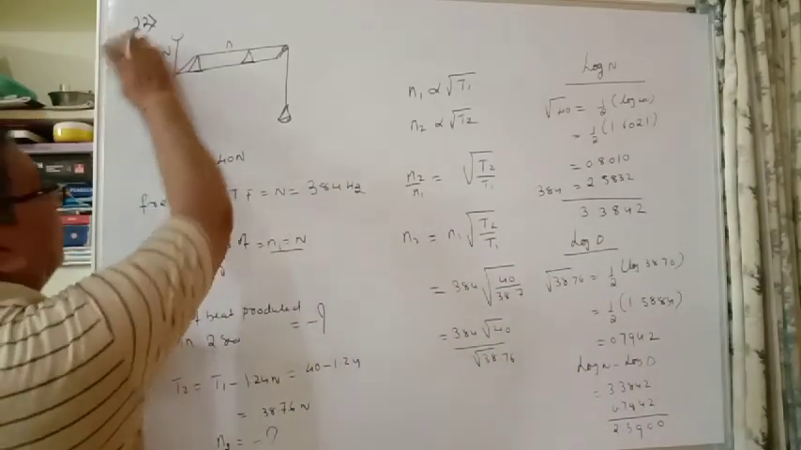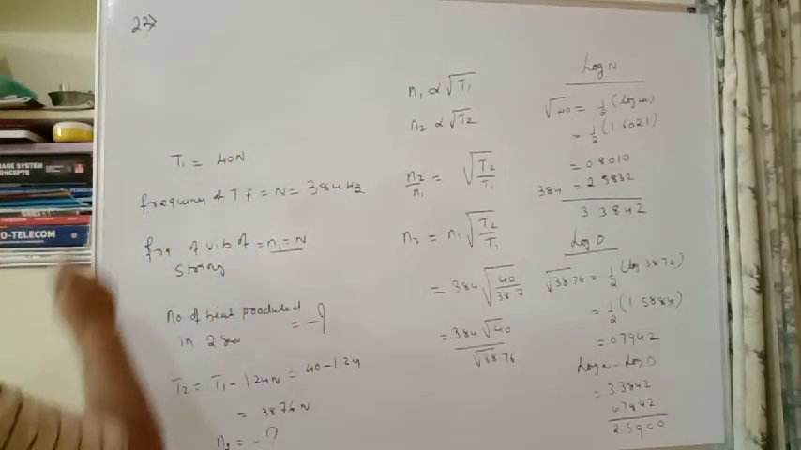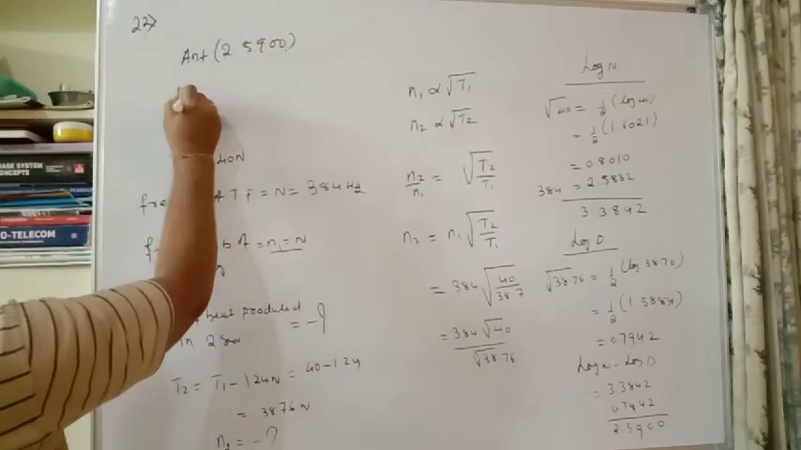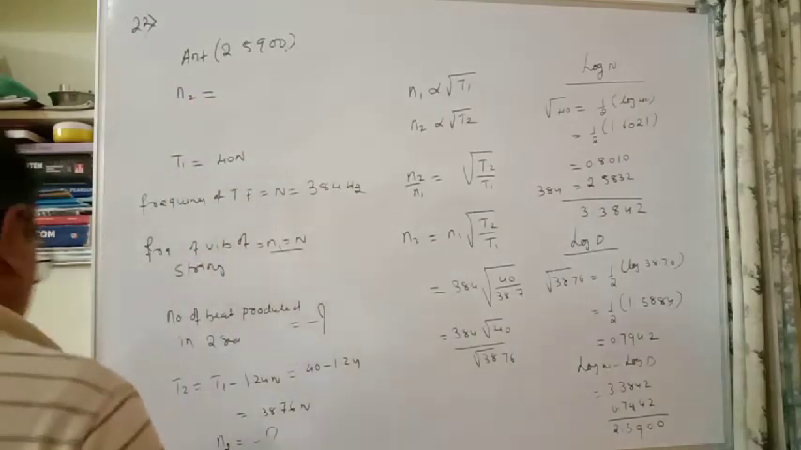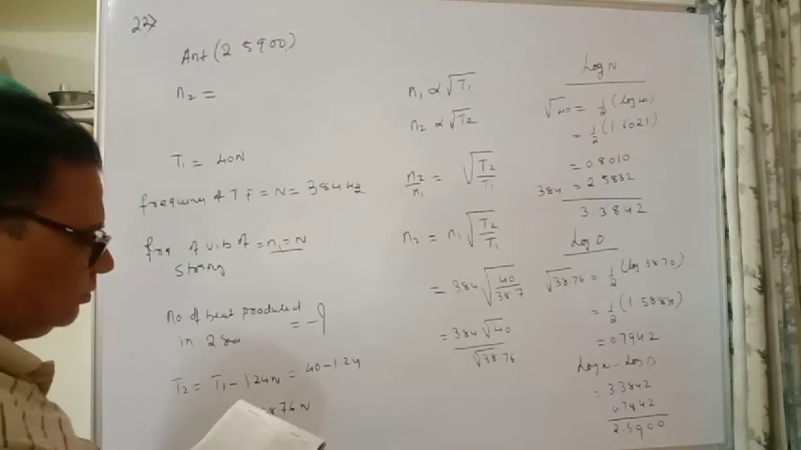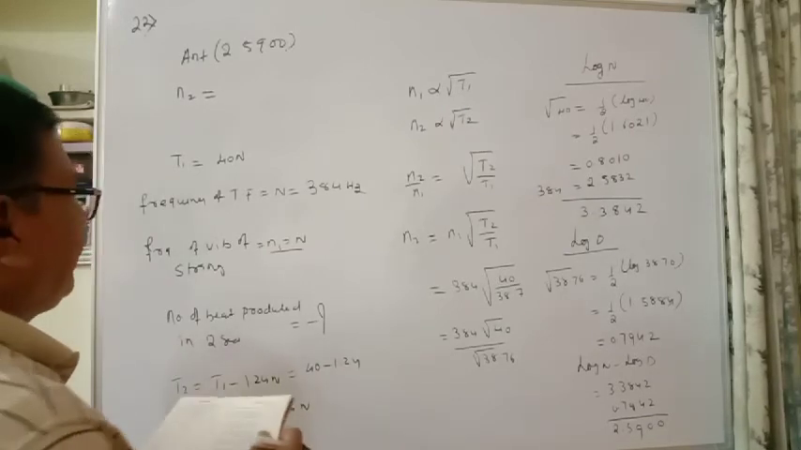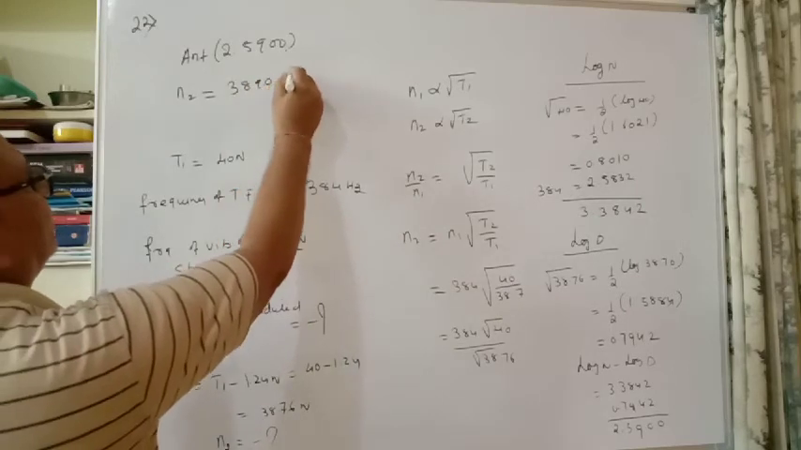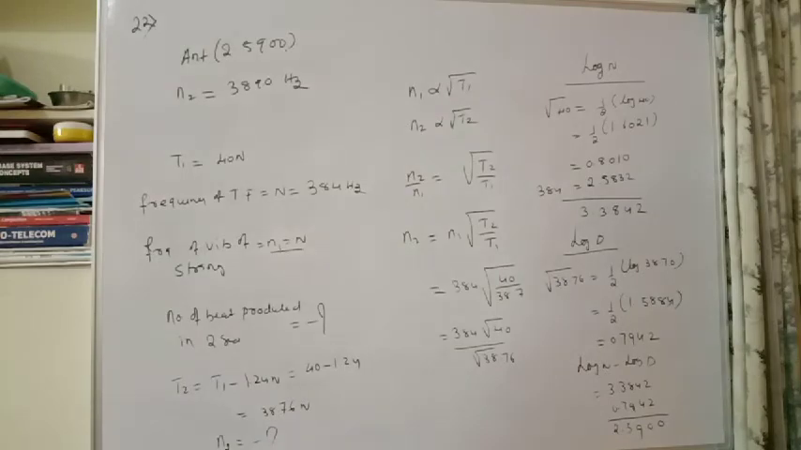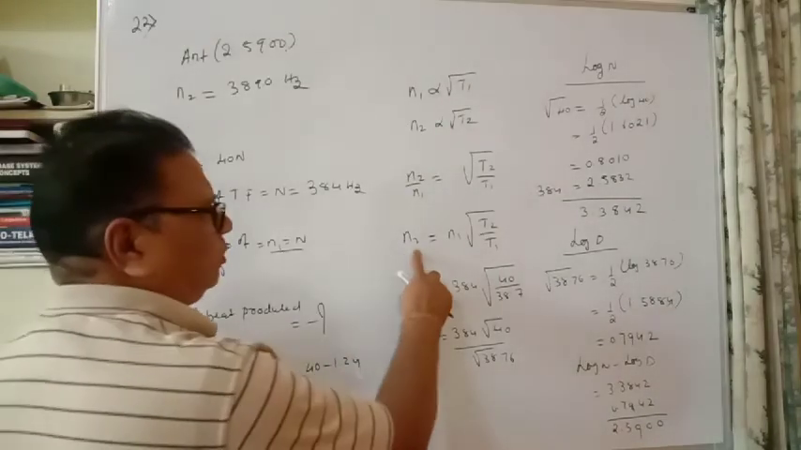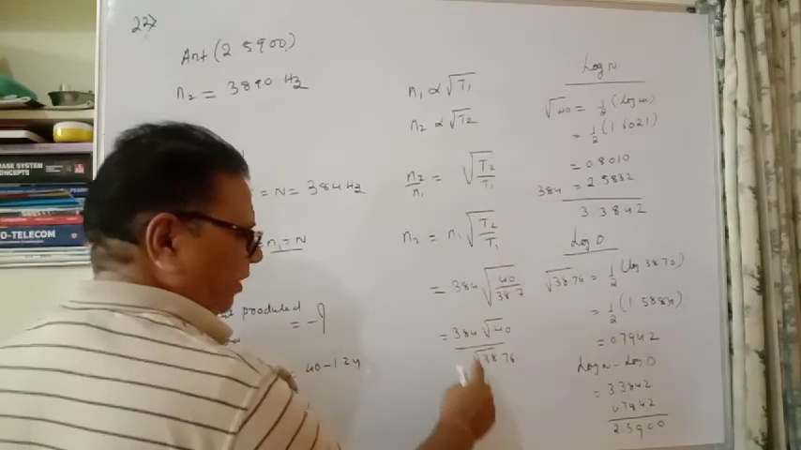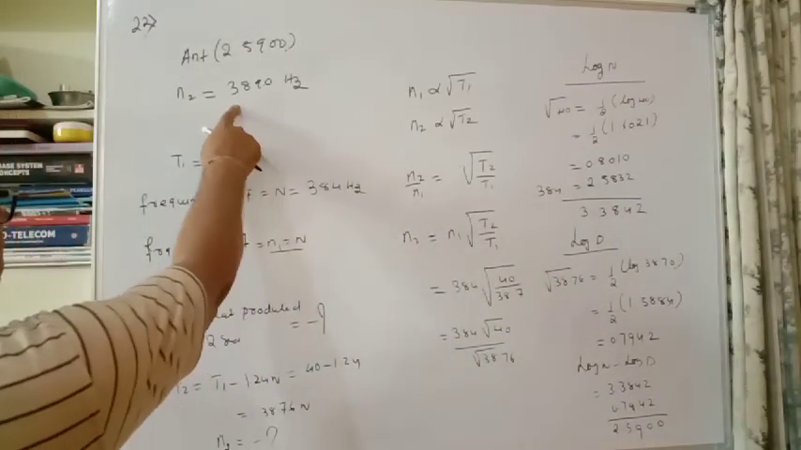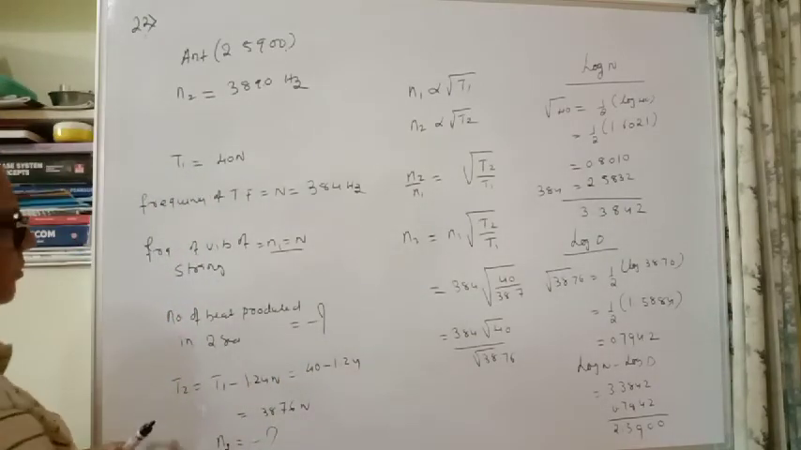So let us determine anti-log. Anti-log of 2.5900, or n2 is equal to 389.0 hertz. So the frequency of second tuning fork, n2, is equal to n under root t2 by t1. By substituting and calculating by the use of logarithm, we get n2 is equal to 389.